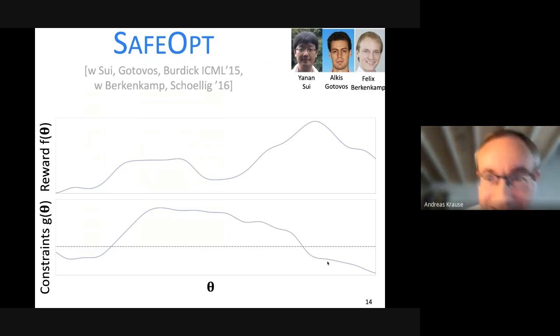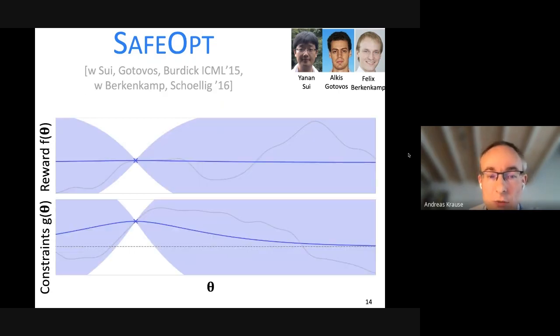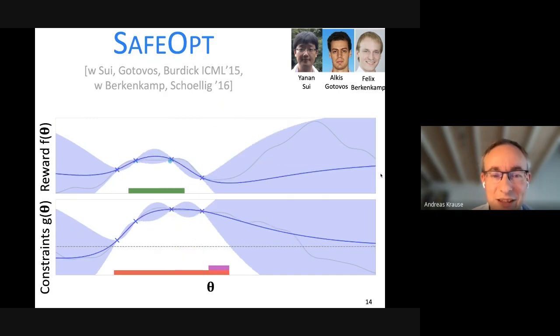Okay, and so the first algorithm that realized this idea is called SafeOpt, published at ICML a little while ago. Here we endow both the objective and the constraints with Gaussian process priors, and maintain both this conservative inner approximation of our safe region, as well as the set of plausible maximizers that I showed before, right? And now one natural strategy that might come to mind is to just use standard acquisition functions like, for example, GP-UCB on this set that we can conservatively certify to be safe.